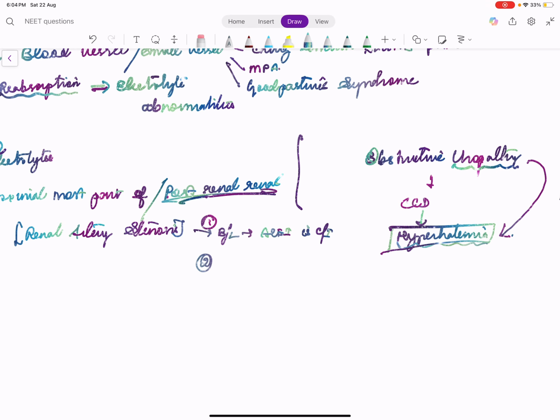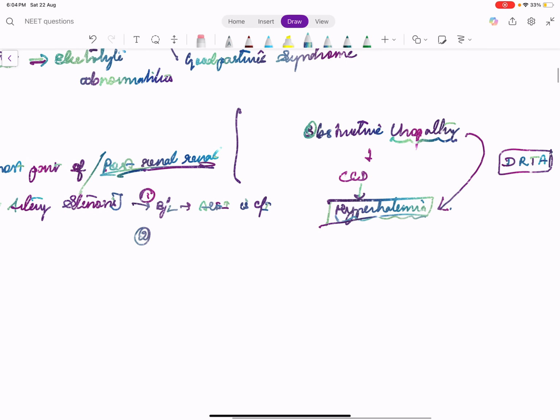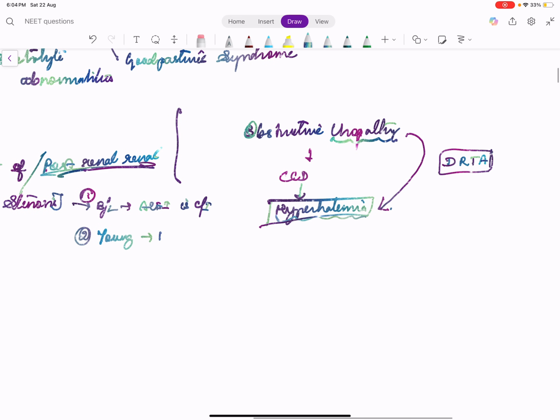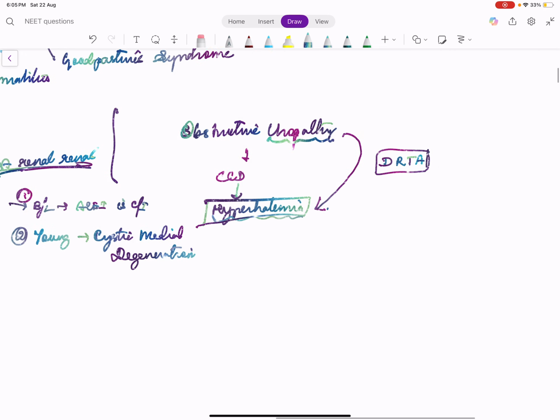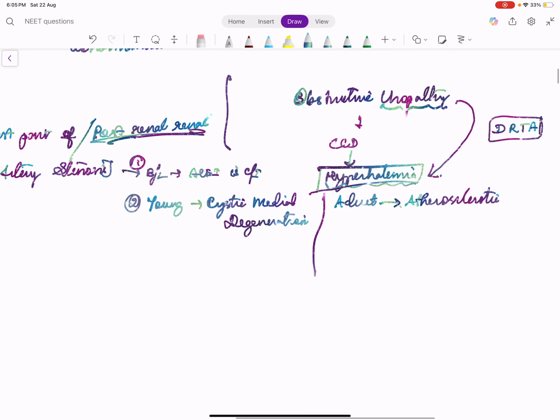Second, there are only two main important causes of renal artery stenosis. In young people, it is a genetic cause: cystic medial degeneration. This media stands for the tunica media of the blood vessel. So medial degeneration of the blood vessel is the common cause of renal artery stenosis in young people, and in elderly people it will be atherosclerotic stenosis. So either congenital or atherosclerotic.